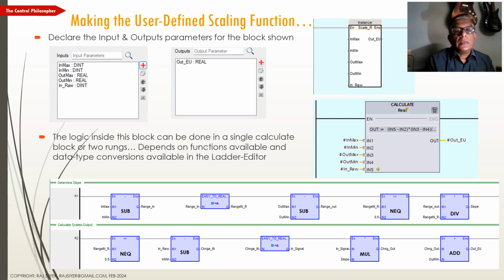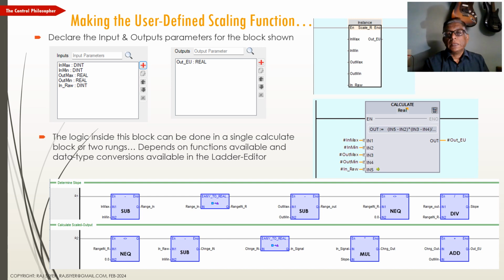In max and in min represent the high and low values of the counts from the analog channel. So also out max and out min are for the maximum and minimum value of the scaled output signal in engineering units. All right. And then in raw represents the counts from the analog channel that is connected to this block. All right. Now within this block, we have to encapsulate the same equation we saw on the previous slide.